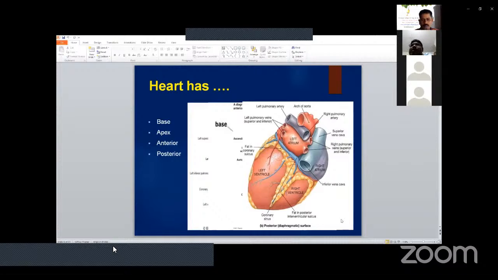So the apex of the heart is just opposite to the base of the heart. The base is at the top of the heart. You can see the large portion that is called the base of the heart. So when we keep our hand on our chest, we feel the maximum impulse because of the apex of our heart.